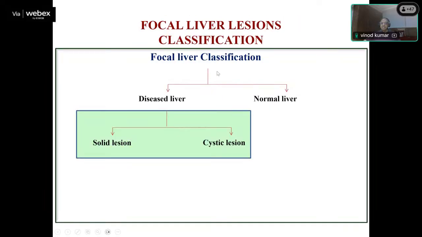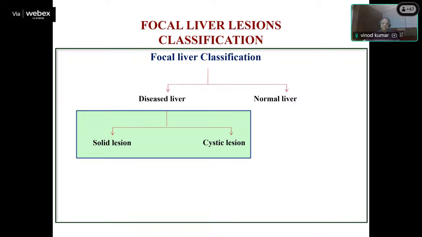For focal liver, we have done two classifications: diseased liver and normal liver. In the case of diseased liver, we ask whether the tumor is solid or cystic. Cystic means it is not solid; there is some palpation, some movement. It is neither a liquid, but a thick liquid sort of thing. So one is solid lesion, another is cystic lesion. This is the understanding of the types of tumor.